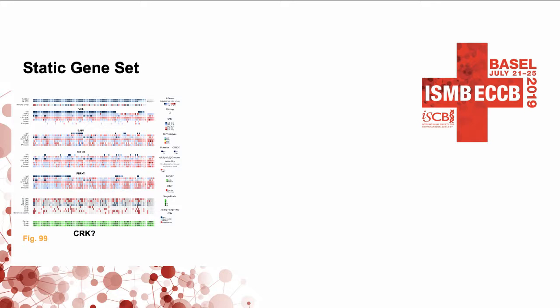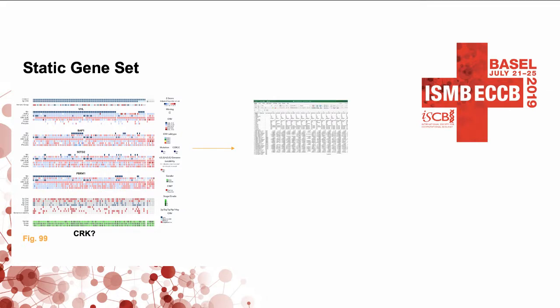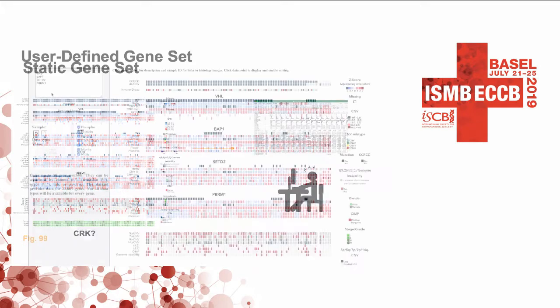What if, for example, you wanted to look at the proto-oncogene CRK in this context? I think the impulse would be to download the data and to write your own code to produce your own heat map, which kind of sucks if you don't know how to code, or if you just don't want to do that.